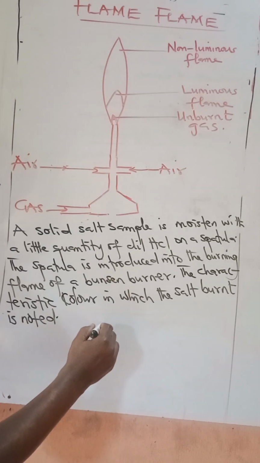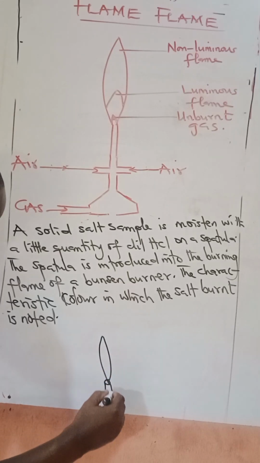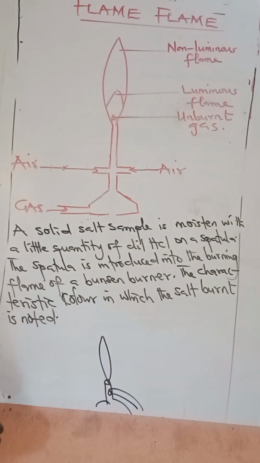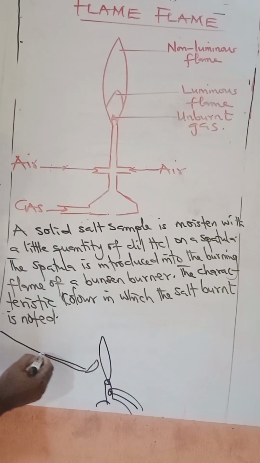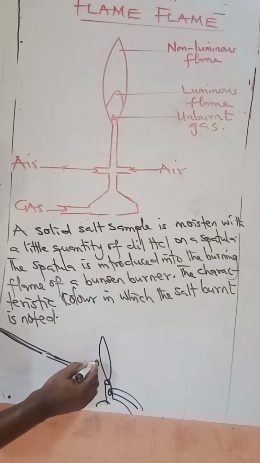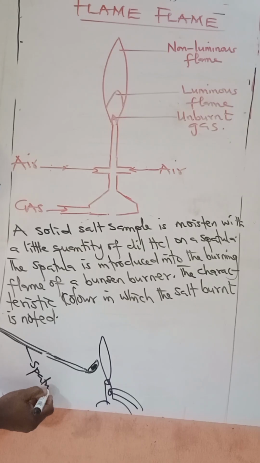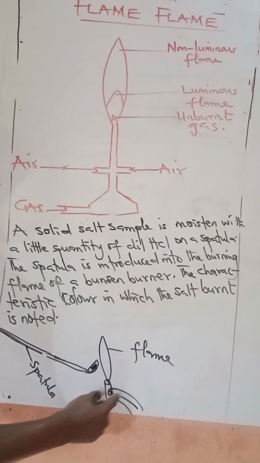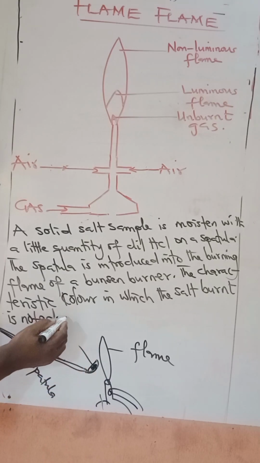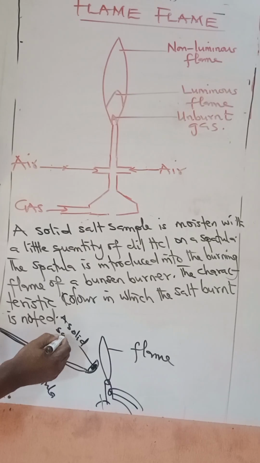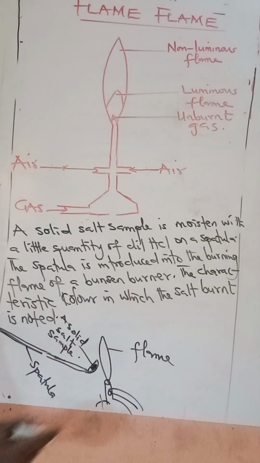So this is what we are doing. Let's say this is the flame, the Bunsen burner. This is the non-luminous flame. Then you look for a spatula. You know what a spatula is? Something like a spoon in the lab. Then you put a salt sample here on the spatula. Here, a solid salt sample, you now introduce it into the flame of the Bunsen burner. Then it will be burning with a characteristic color. So that color is noted.